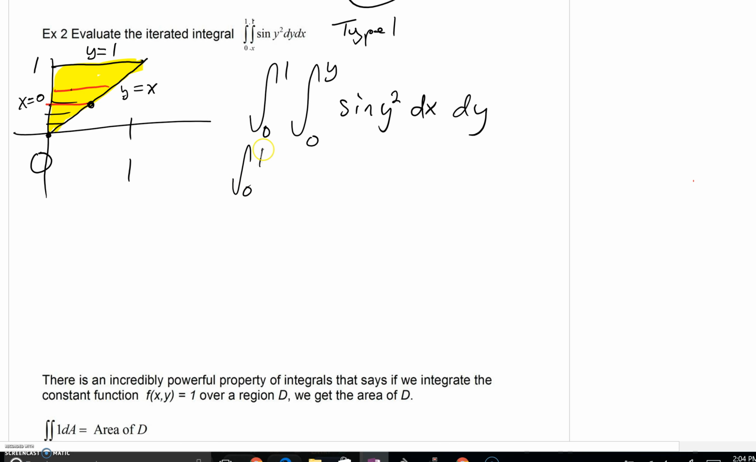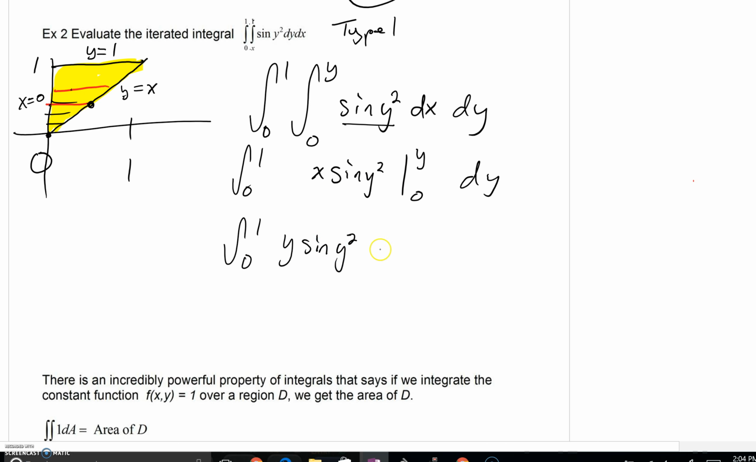Indeed it would, because I can take the antiderivative of sine of y squared with respect to x and get x sine of y squared. Use our fundamental theorem here, and plugging in our y, we get y sine of y squared minus 0 times the sine of y squared. Of course, that just goes away. As we're looking here at this integral, I'm going to rewrite it up here at the top.